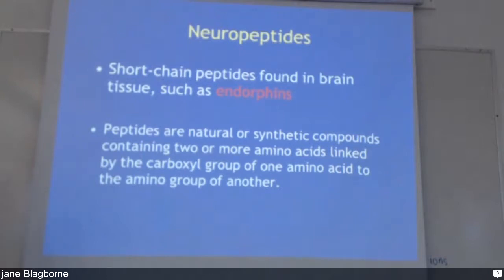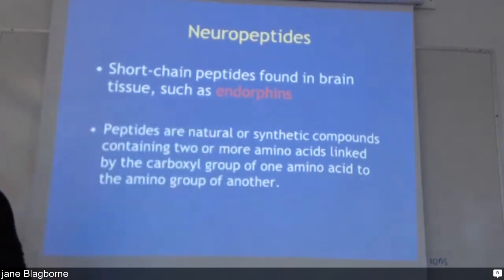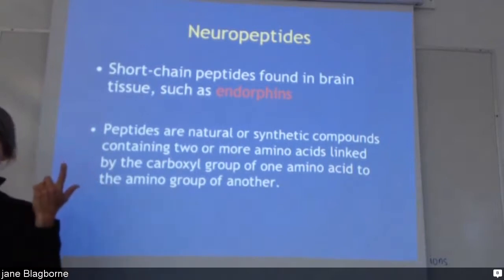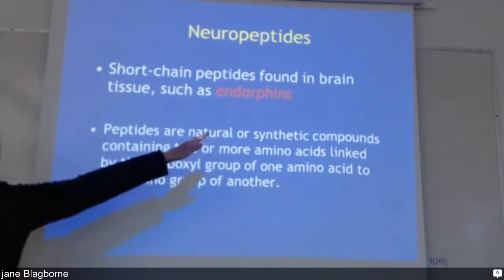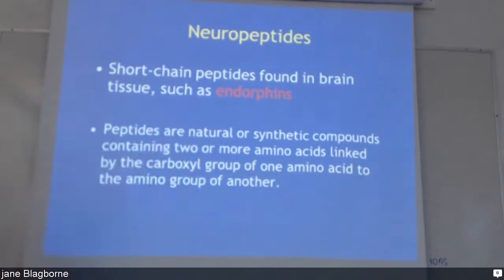Okay, so neuropeptides are short-chain peptides found in the brain, such as endorphins. Now, endorphins are your happy chemicals. They're actually a morphine replacement in a way. They work the same way. So people who go out and jog get a high from jogging, and it's the endorphins being produced that give them that feeling of feeling good, right?